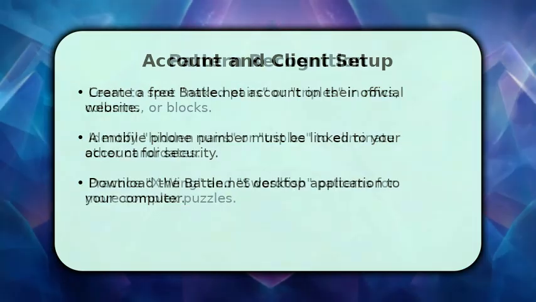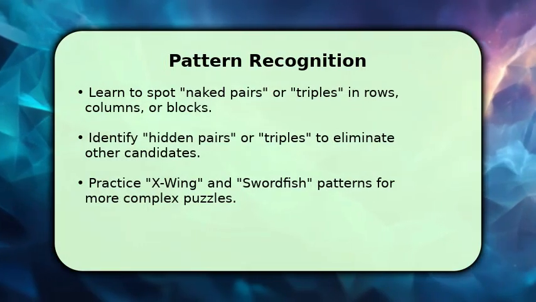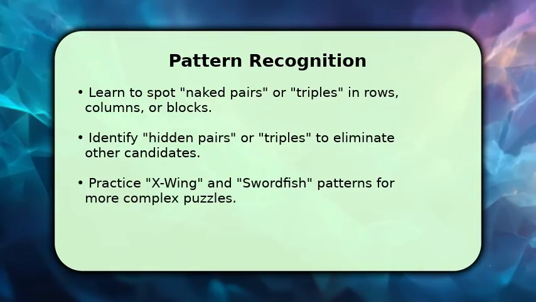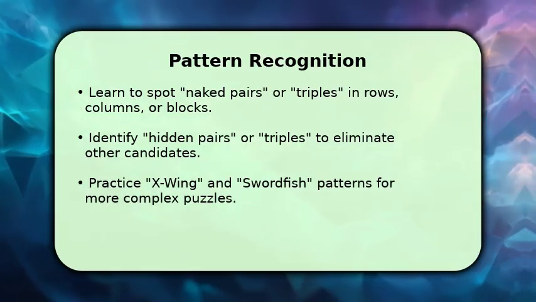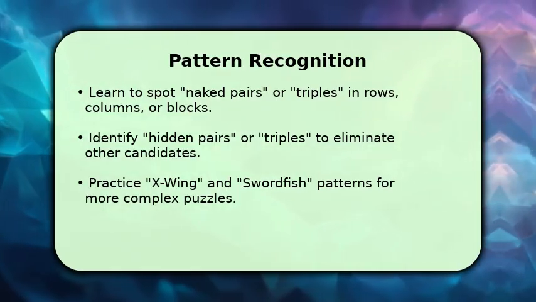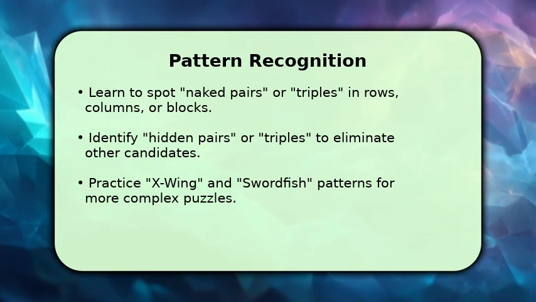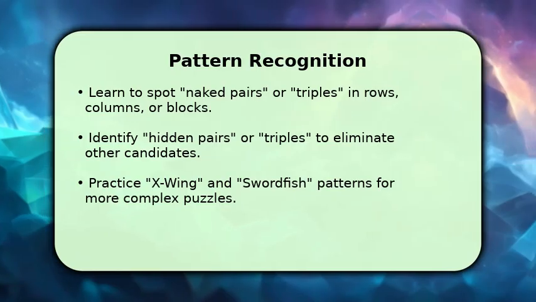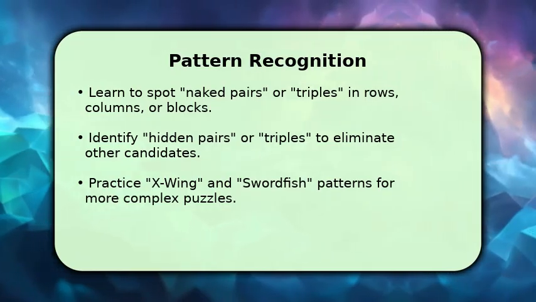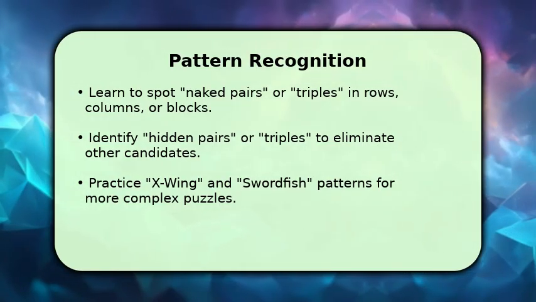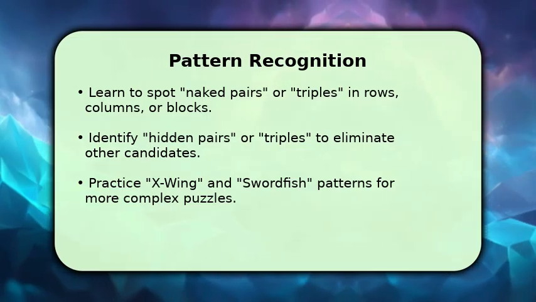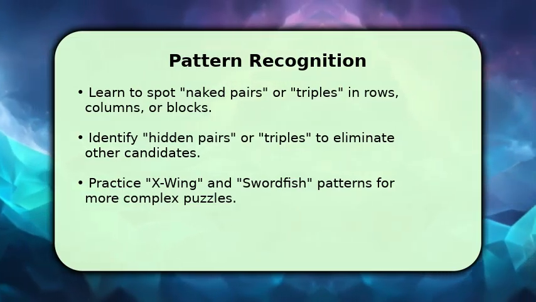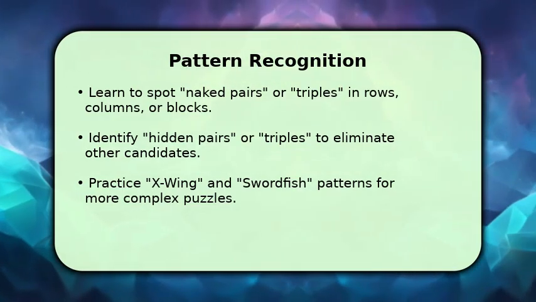Elevate your speed by mastering pattern recognition. Look for naked pairs or triples, where 2 or 3 cells in a unit share the same 2 or 3 candidates, allowing you to eliminate those numbers from other cells. Similarly, identify hidden pairs or triples. For advanced solvers, understanding X-wing and swordfish patterns across multiple rows or columns can unlock even the most challenging puzzles.